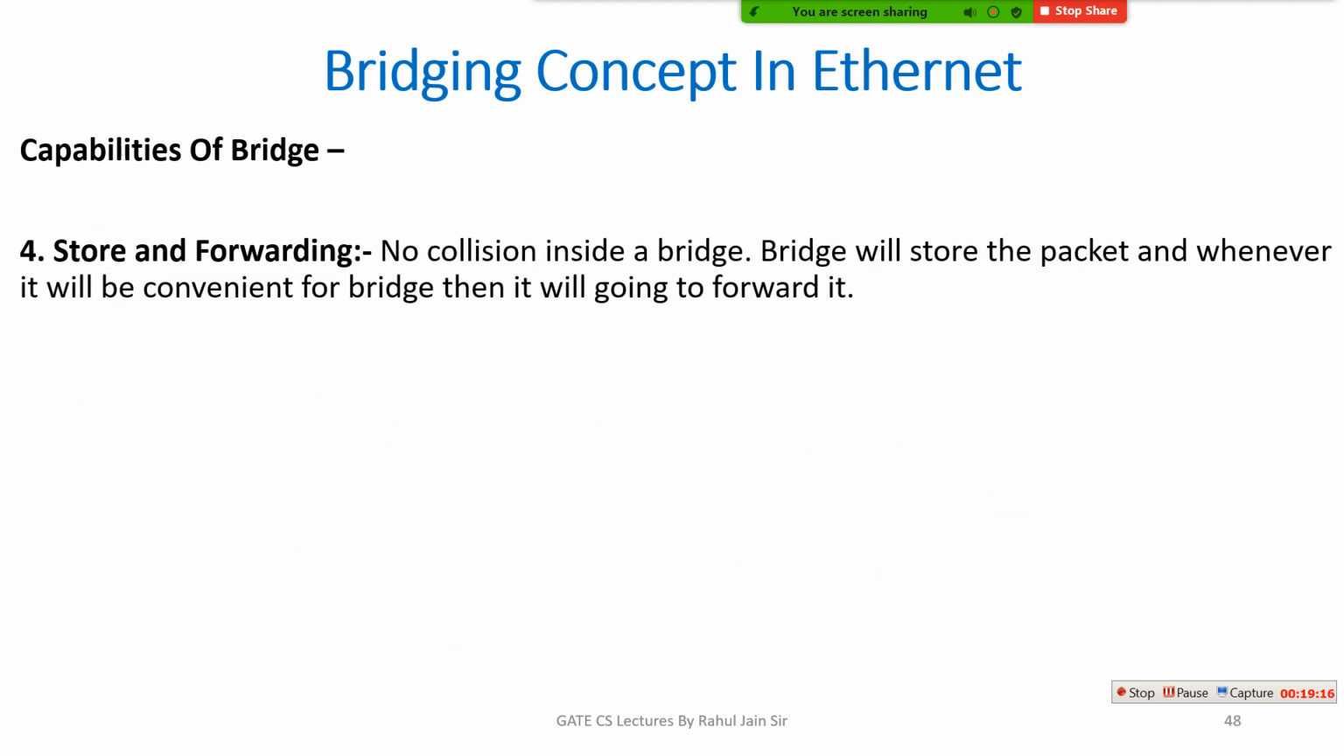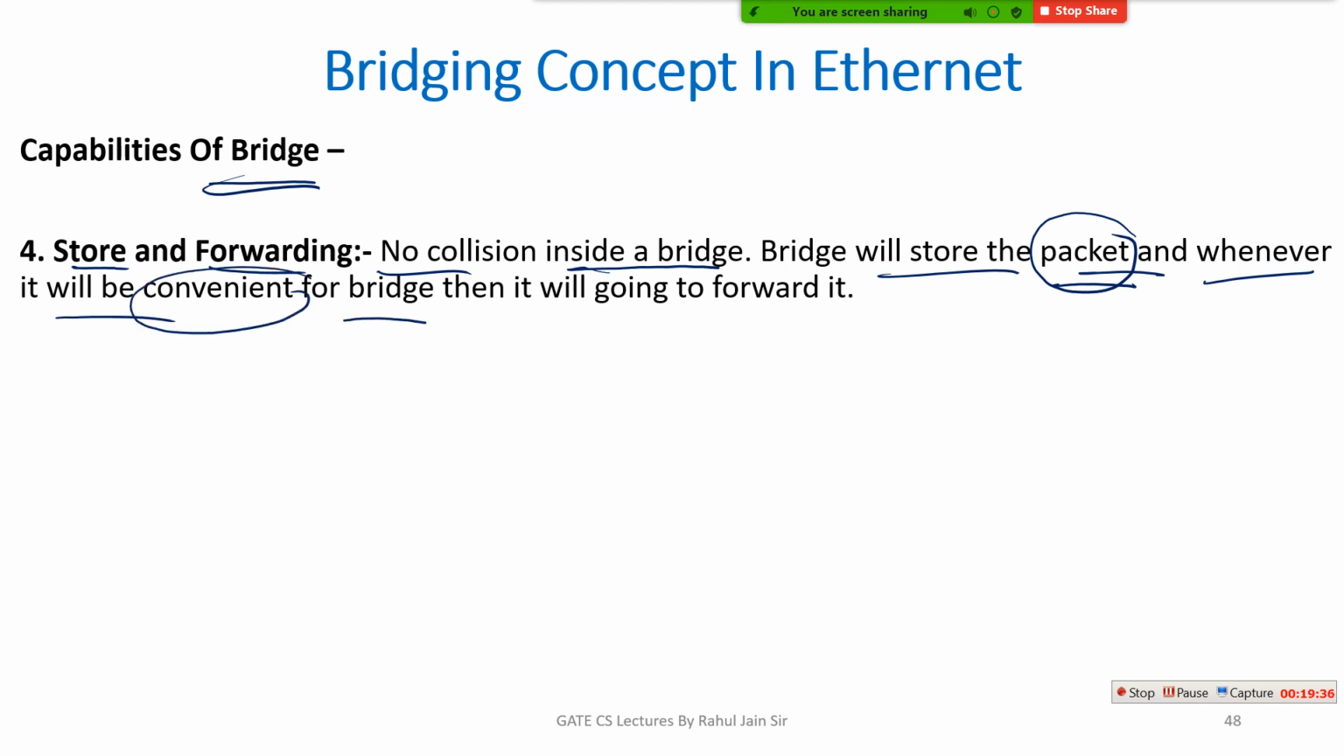The next capability of the bridge is store and forward. So in store and forward, what happens? No collision occurs inside a bridge. The bridge will store the packet, and whenever it is convenient for the bridge, it will forward it.